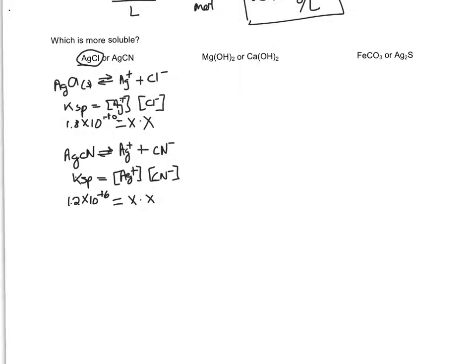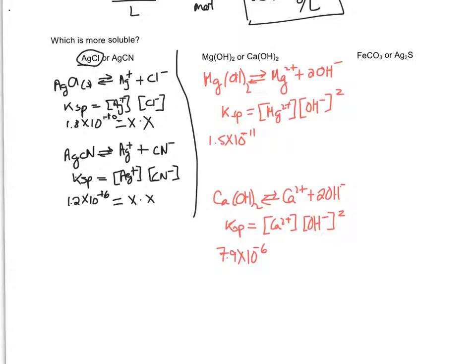So if you look at the next one, where we have MgOH2 and CaOH2, they also have the same ratio. So you can just compare the KSPs right away. But just to show you that, I'm going to write out the equations to show you that they are the same ratios. So here are the dissociation equations and the KSP expressions for both of them. They're both 1 to 1 to 2, 1 to 1 to 2.